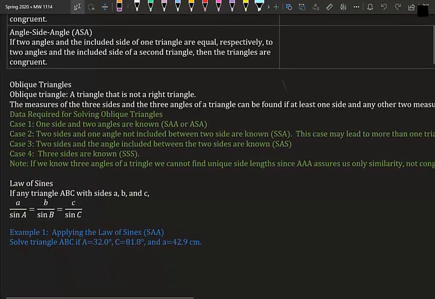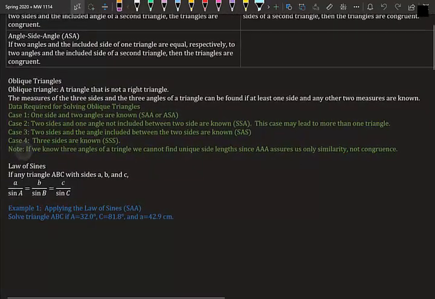Alright, oblique triangles. So, oblique triangle, a triangle that is not a right triangle. The measures of the three sides and the three angles of a triangle can be found if at least one side and the other two measures are known. So data required for solving oblique triangles.